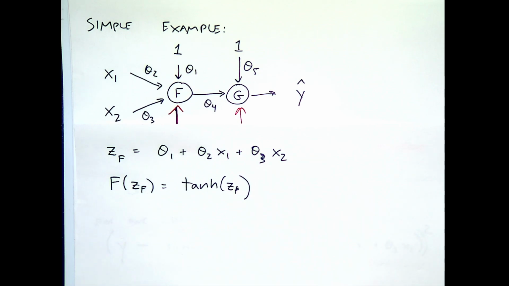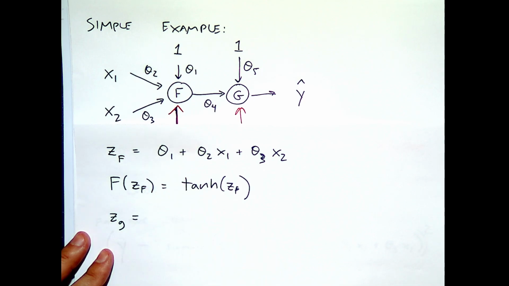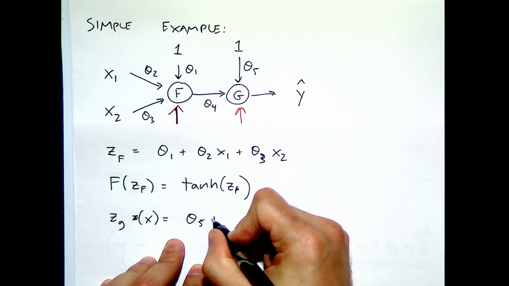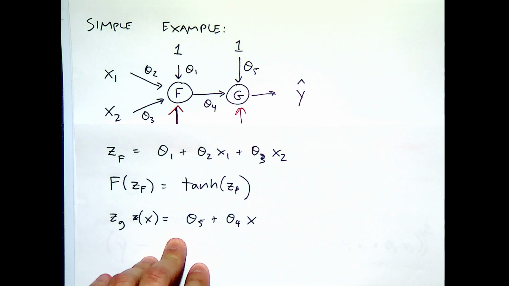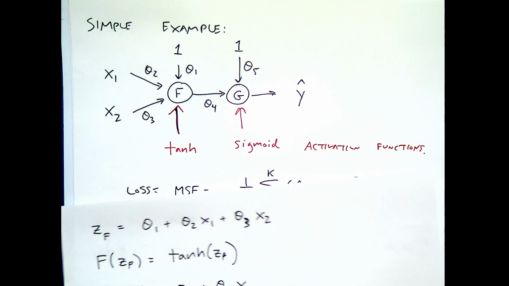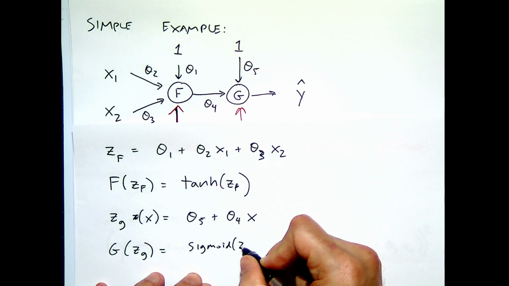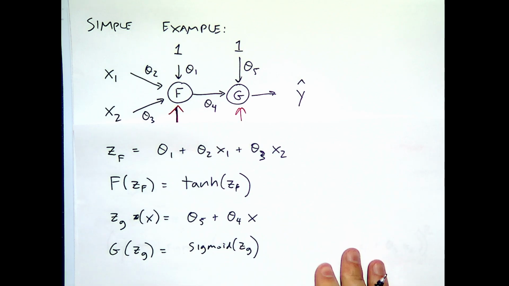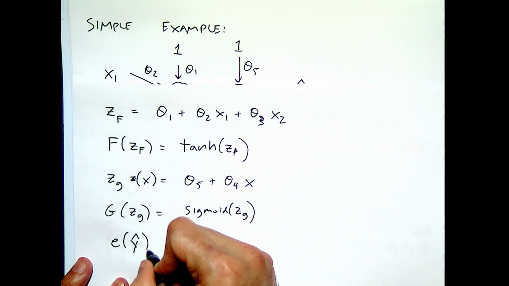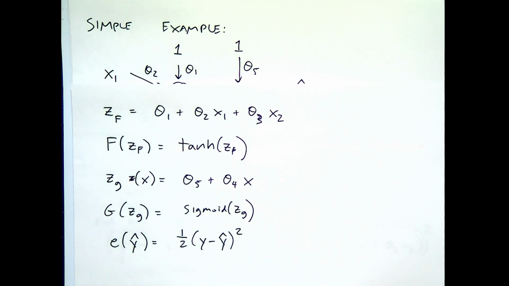And then I can say, well, what is the input to the G neuron? The input to the G neuron, as a function of whatever comes into it, is z_G, which is theta 5 plus theta 4 times the output of F. And then the activation of the G neuron is the sigmoid function of whatever comes into it. And then the error function that comes out, we already know, is just the error of y hat, which is 1/2 (y minus y hat) squared. Okay, that's one of the error terms.